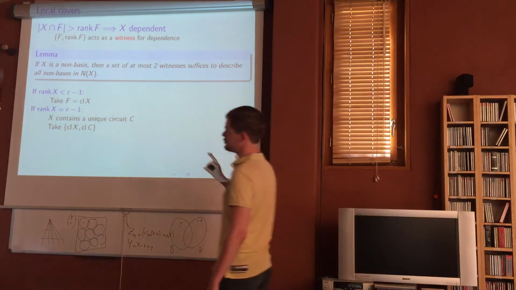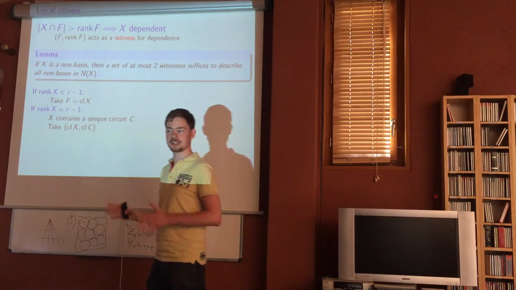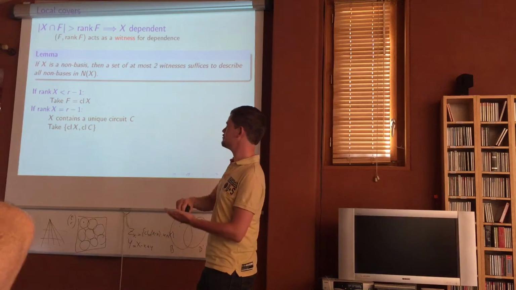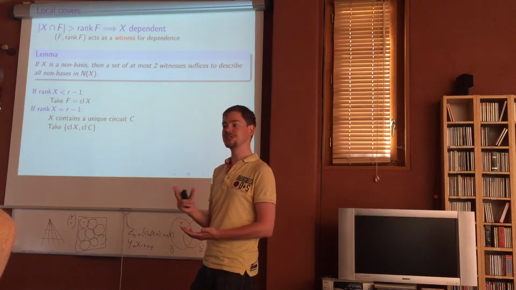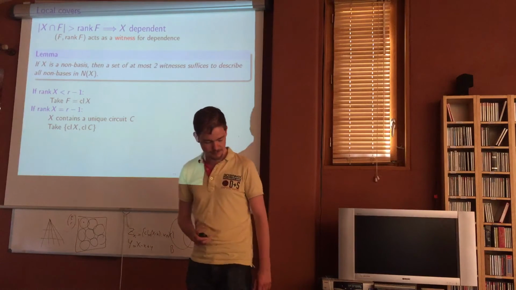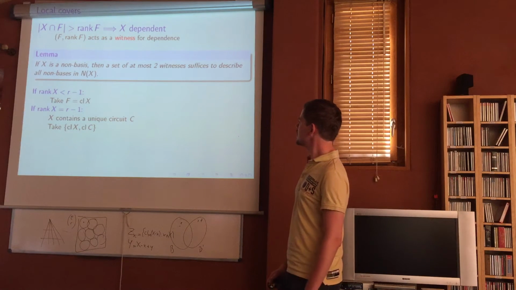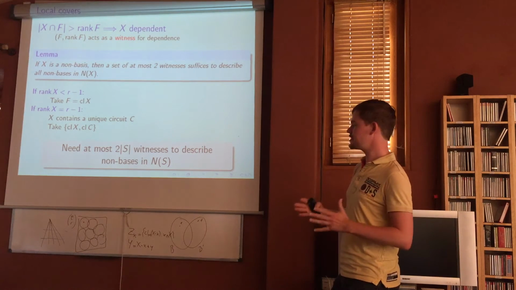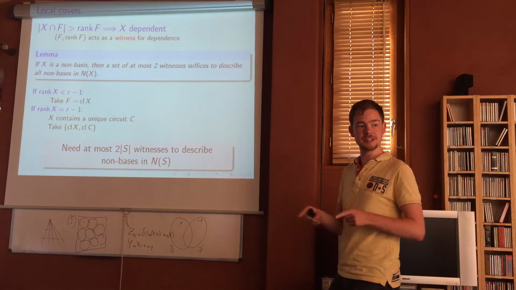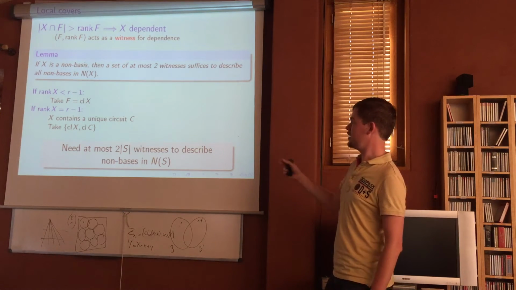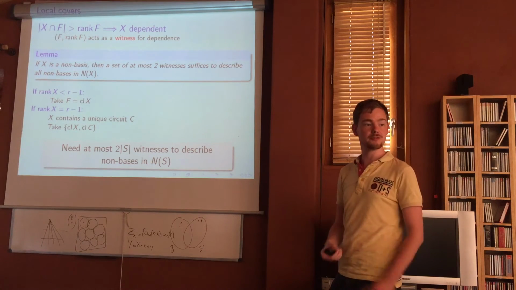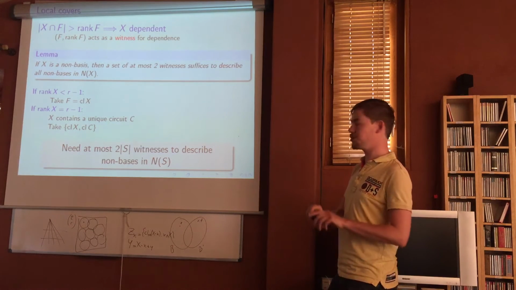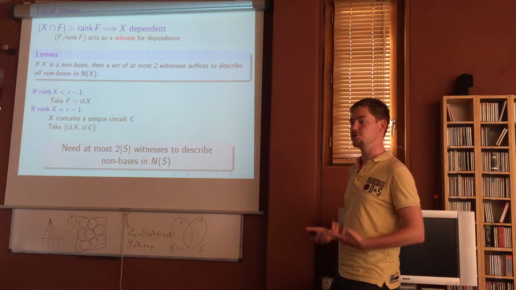And the construction is quite simple. If the rank is very low, you can just take the closure of the set itself. And if the rank is r minus 1, then you want to add the closure of the unique circuit containing X. So here's the kicker of this slide. We have the set S, and we need to describe all the non-bases in its neighborhood. So using this lemma, we need at most 2 times the cardinality of S of these flats, or flat-rank pairs, to describe all the non-bases in this neighborhood. And this will solve all our problems.